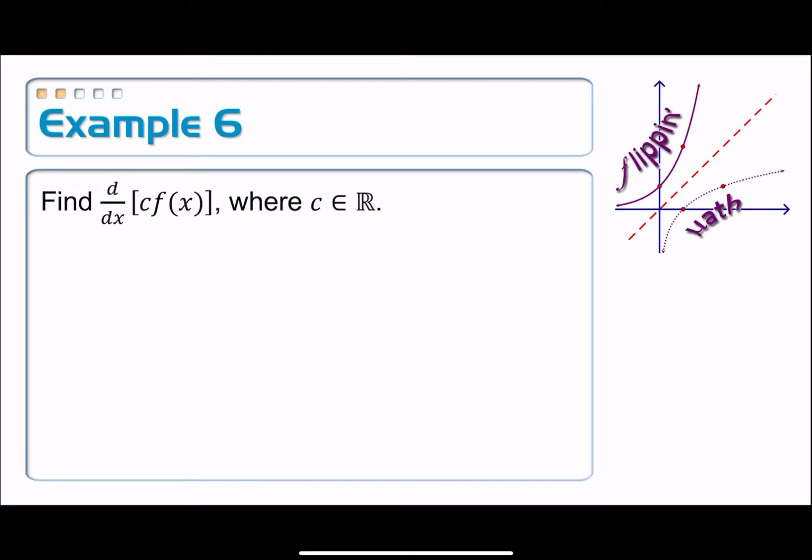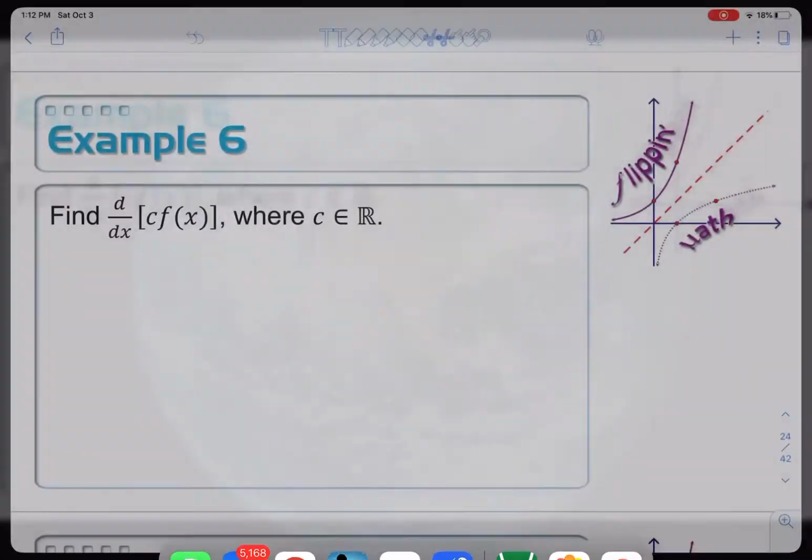On example 6, find the derivative with respect to x of c times f of x, where c is a real number. Now, to be honest with you, we've kind of already assumed that this derivative rule that we're about to show is true. Actually, it already works. We did it here. Let me show you.